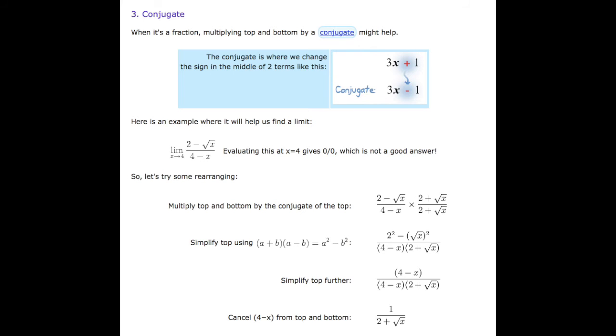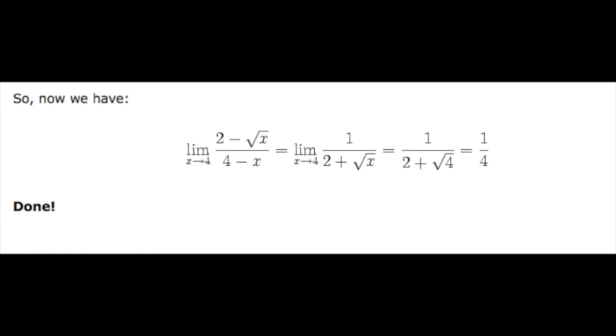So now we can cancel 4 minus x from top and bottom. Then we will get 1 over 2 plus square root of x. So now we have the limit of 2 minus square root of x over 4 minus x as x approaches 4. We have 1 over 2 plus square root of x. As we substitute 4, we will have 1 over 4. And that's the limit.